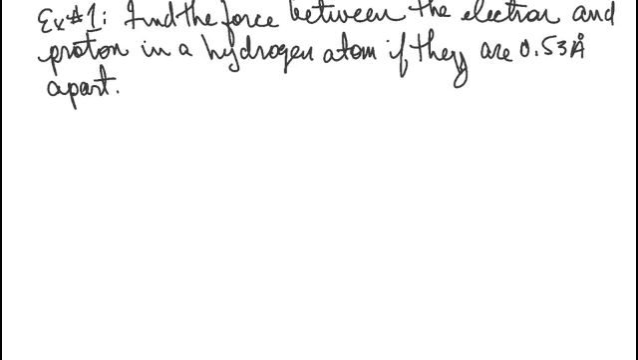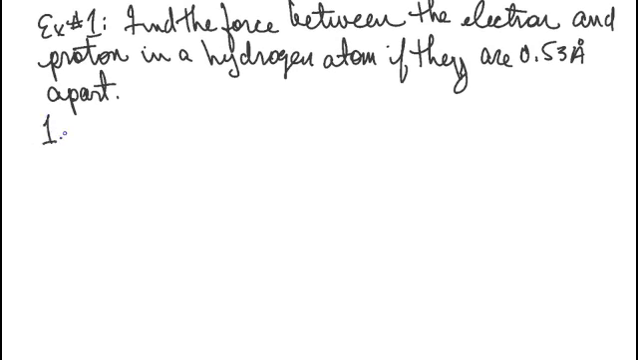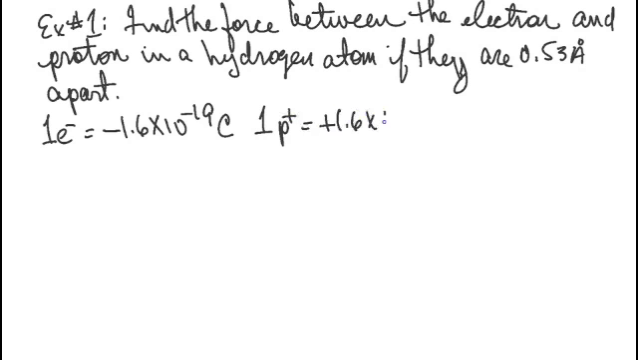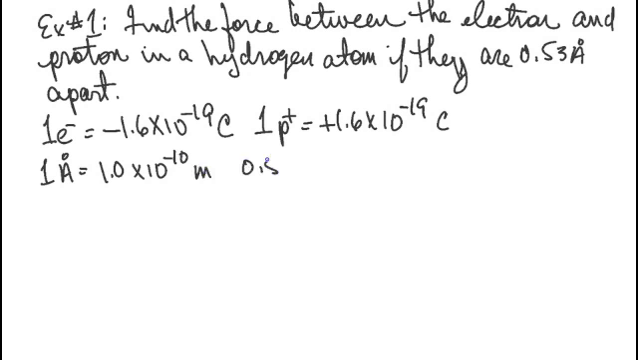Okay, a couple of things we're going to have to keep in mind here. One electron is minus 1.6 times 10 to the minus 19 coulombs. One proton is plus 1.6 times 10 to the minus 19 coulombs. And 1 angstrom is 1.0 times 10 to the minus 10 meters. So 0.53 angstroms is 5.3 times 10 to the minus 11 meters.